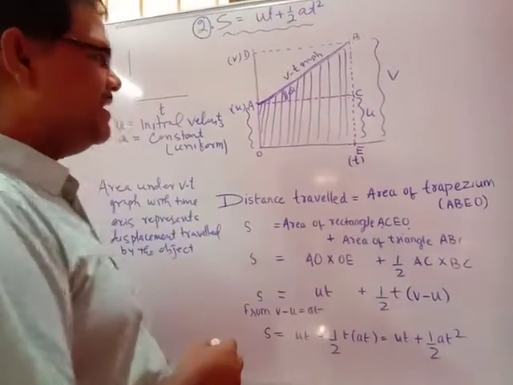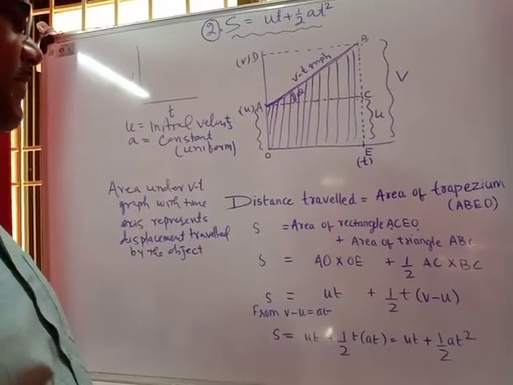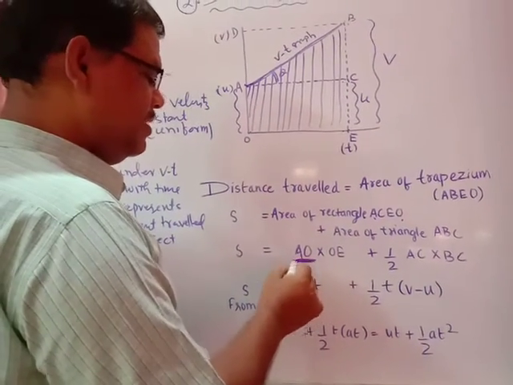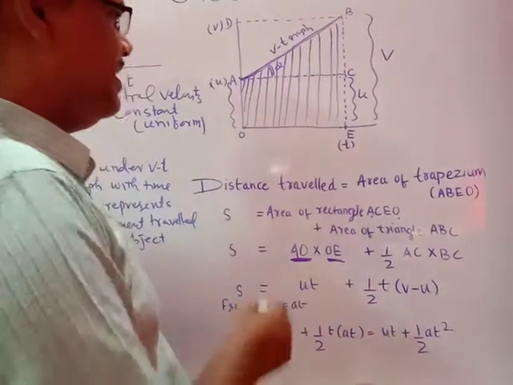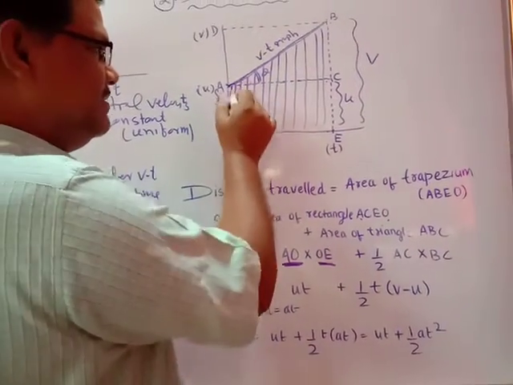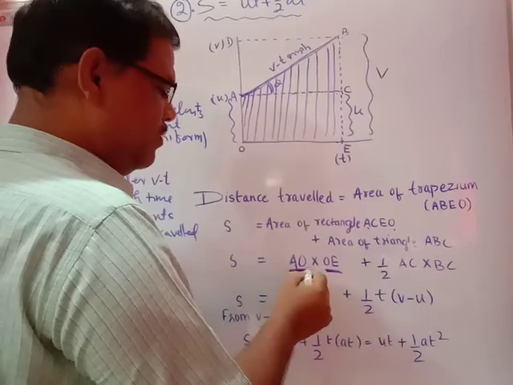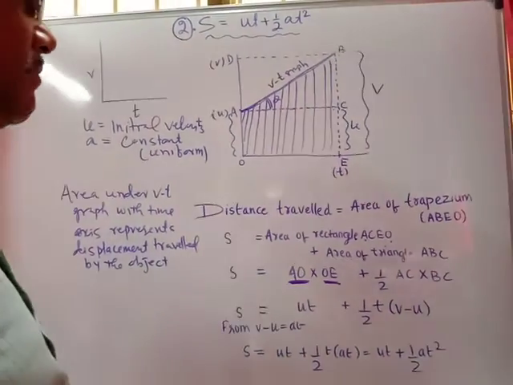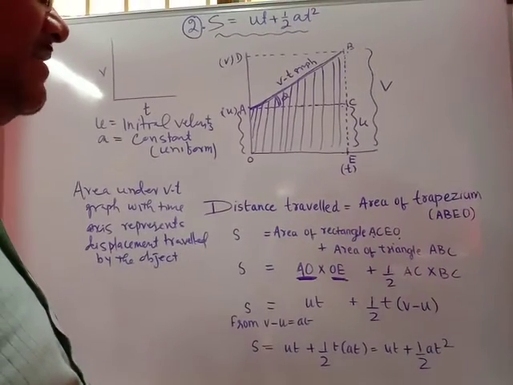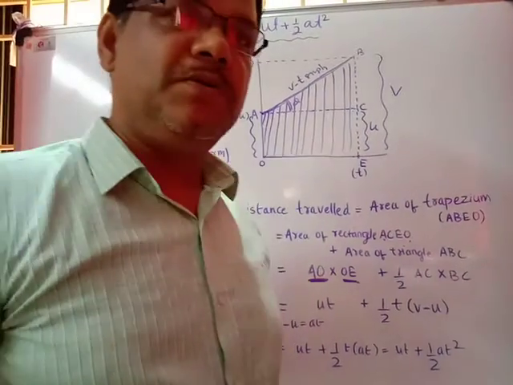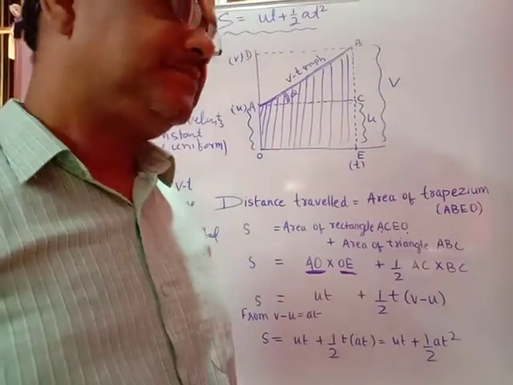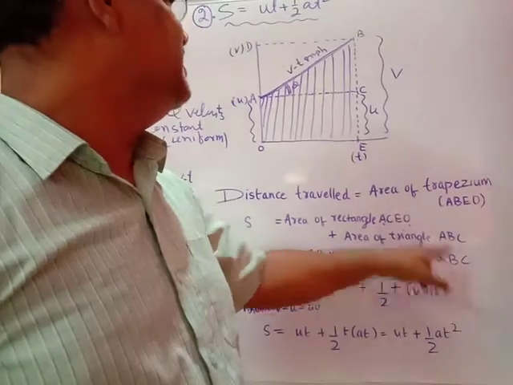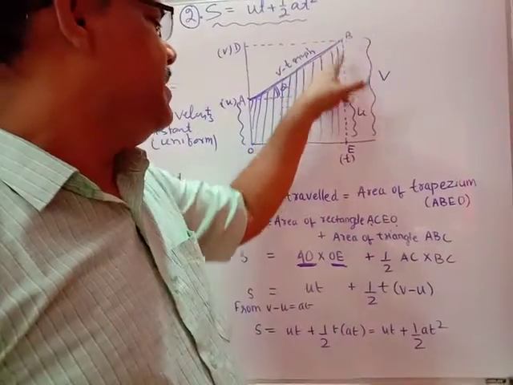So what is the area of rectangle ACEO? It is AO multiplied with OE, that is length into breadth, because it is a rectangle. Plus, what is the area of triangle ABC? The area of triangle ABC is equal to half into base into height, that is half into AC into BC.